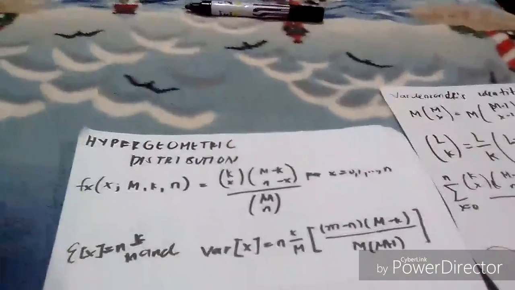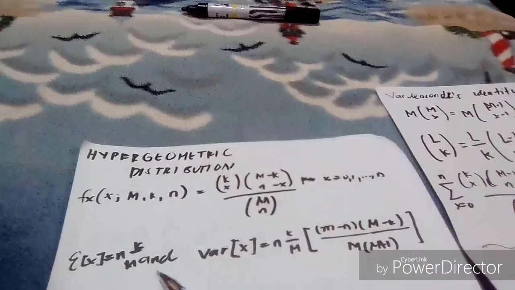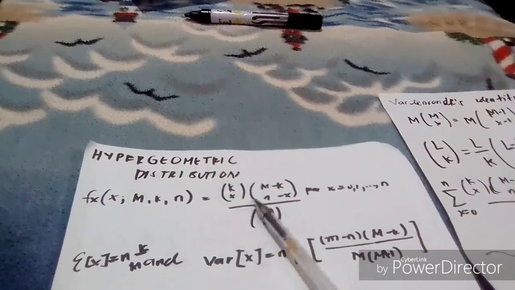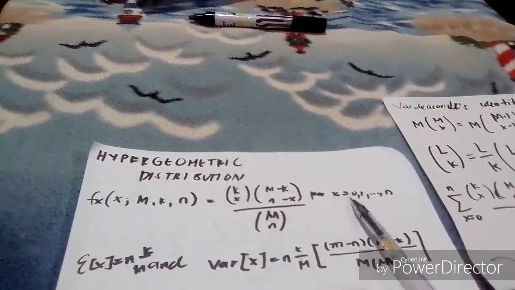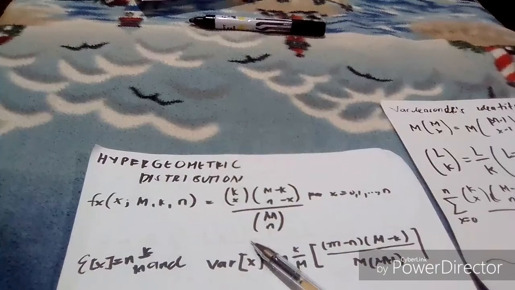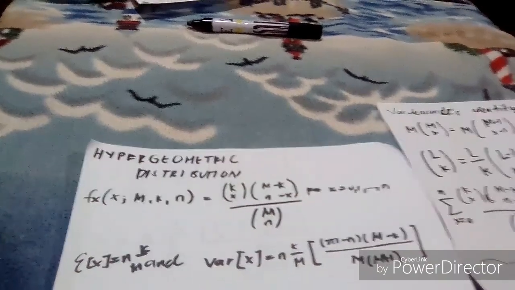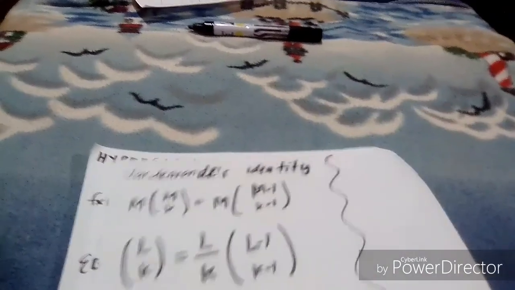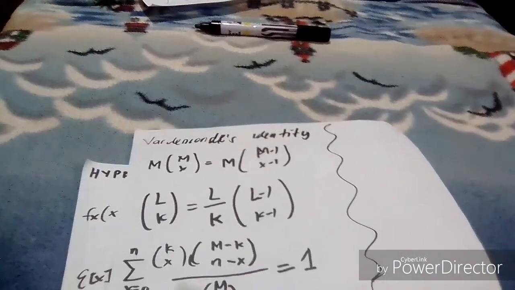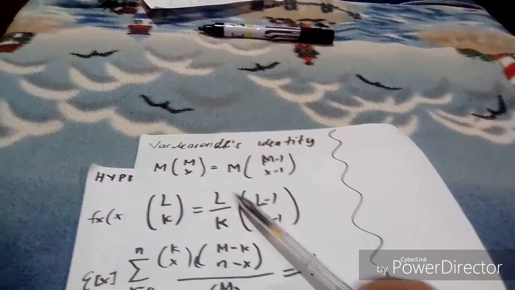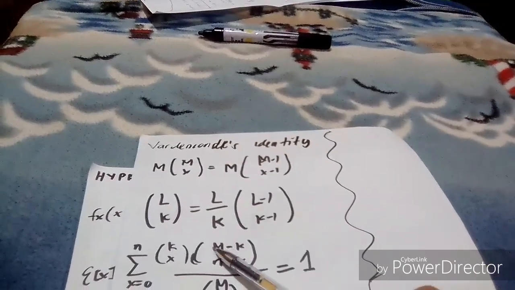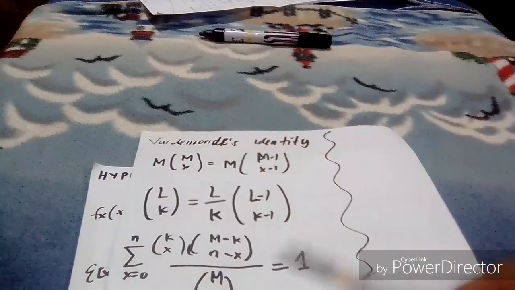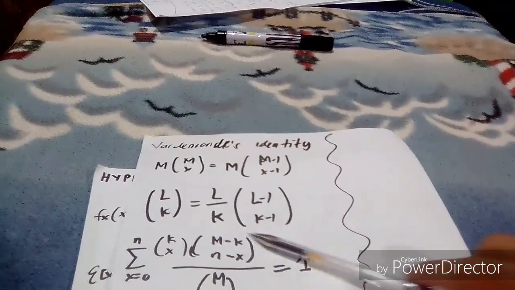Now let's find the mean and variance of the hypergeometric distribution given by this formula for x equal to 0 up to n. In deriving the formula, we need to apply this identity. These three identities might be helpful to solve for the mean and variance of the hypergeometric distribution.